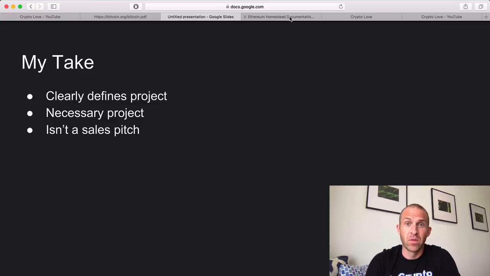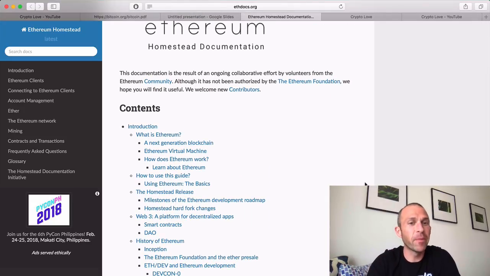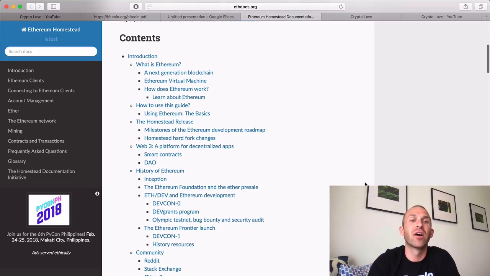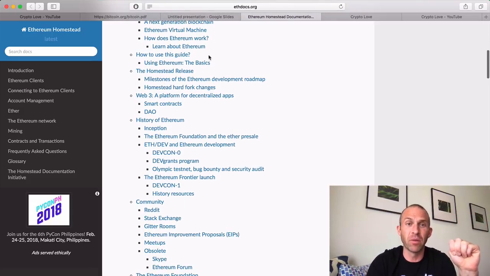Now, another example of a good white paper. I know I poo-poo all over Ethereum all the time, but they did do a good job of making a white paper. It's very, very thorough. If we just take a look at the contents, going through this tells you what Ethereum is, what the virtual machines are, and why it's a different blockchain than Bitcoin. All these things answer those initial questions that we had. Then it gives you the basics about Ethereum, and the milestones and the roadmap, all things that we were looking for before.